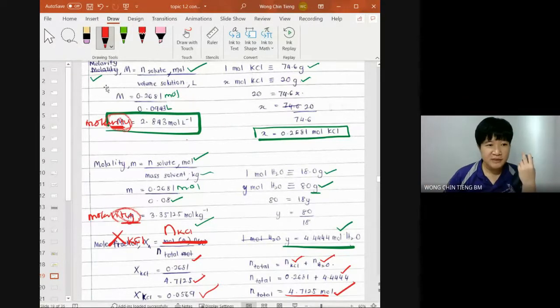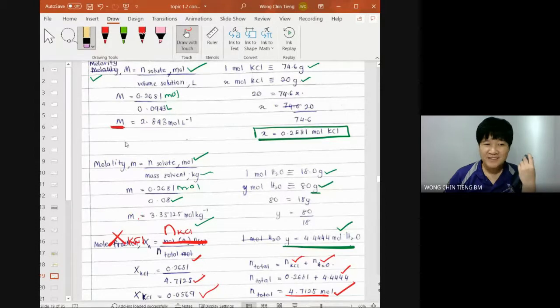Cuma bila saya tengok jawapan Aina ni, satu je lah, saya tak minat. The M is just not nice.